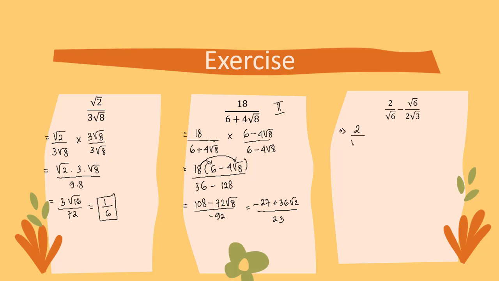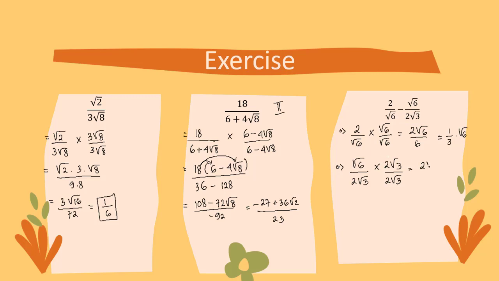Question number 3. To solve this question, you have to do a rationalization of the denominator for each fraction. For example, 2 over square root of 6, you have to rationalize this fraction, and you can get square root of 6 over 3. And for the next fraction, square root of 6 over 2 times square root of 3, over 2 times square root of 3.